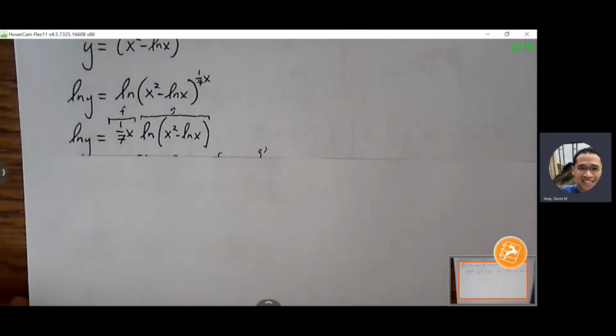Left side is implicit, 1 over y dy dx. The right side, we need to recognize this as product rule. There's 1/7 x. That's a separate expression from natural log of x squared minus natural log of x. Both are outside of each other, they're being multiplied. We have to go through product rule. Okay, so now f prime g plus f g prime.